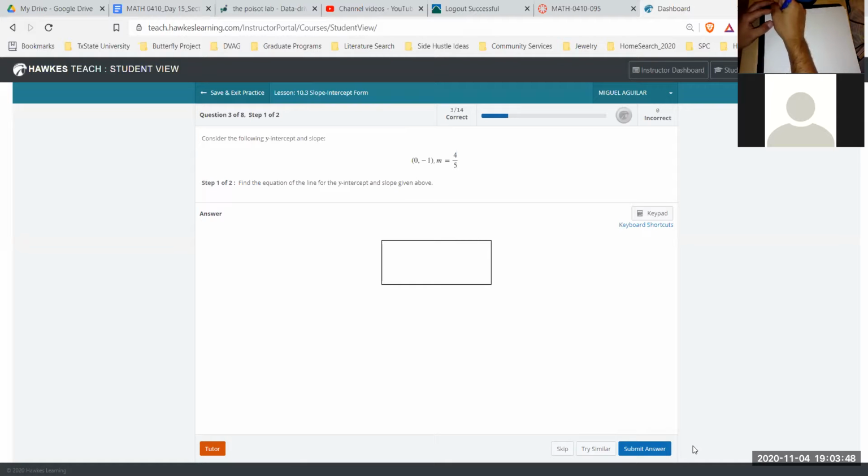So let's do this example. Consider the following y-intercept and slope. And then they'll give you 0, -1. And because this first coordinate is a 0, I know that's the y-intercept. And then they say the slope is equal to this, 4 over 5. So let me stop sharing so that we can just look at the pencil paper.